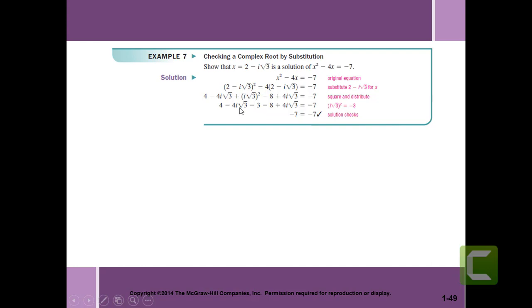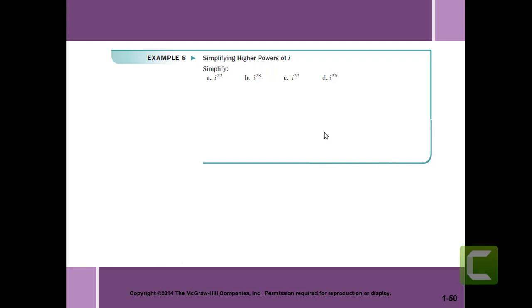Now notice here, look at this. This cancels with this. They're the same but opposite signs. So this goes away. And what do we end up with? We end up with 4 minus 3, which is 1, minus 8, which is negative 7. And we get negative 7 is equal to negative 7, which is always true.